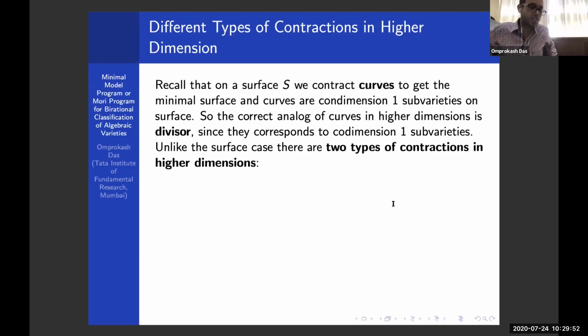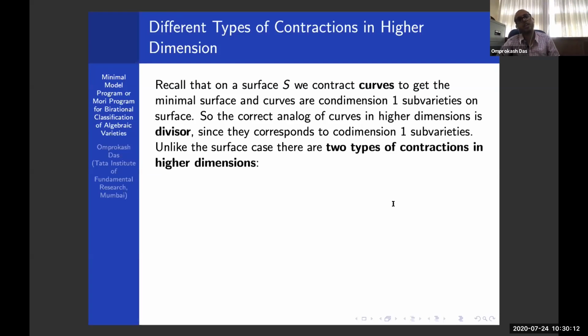Let's go back to the surface case again for comparison. Okay, in case of surface, we are contracting curves, right? Because for a surface, the only things are surface, then curve, then point. There is nothing in between. In between the point and the surface, the subvarieties are curves. So whenever you contract from a surface, you are contracting curves, and curves are codimension 1 subvarieties on S.